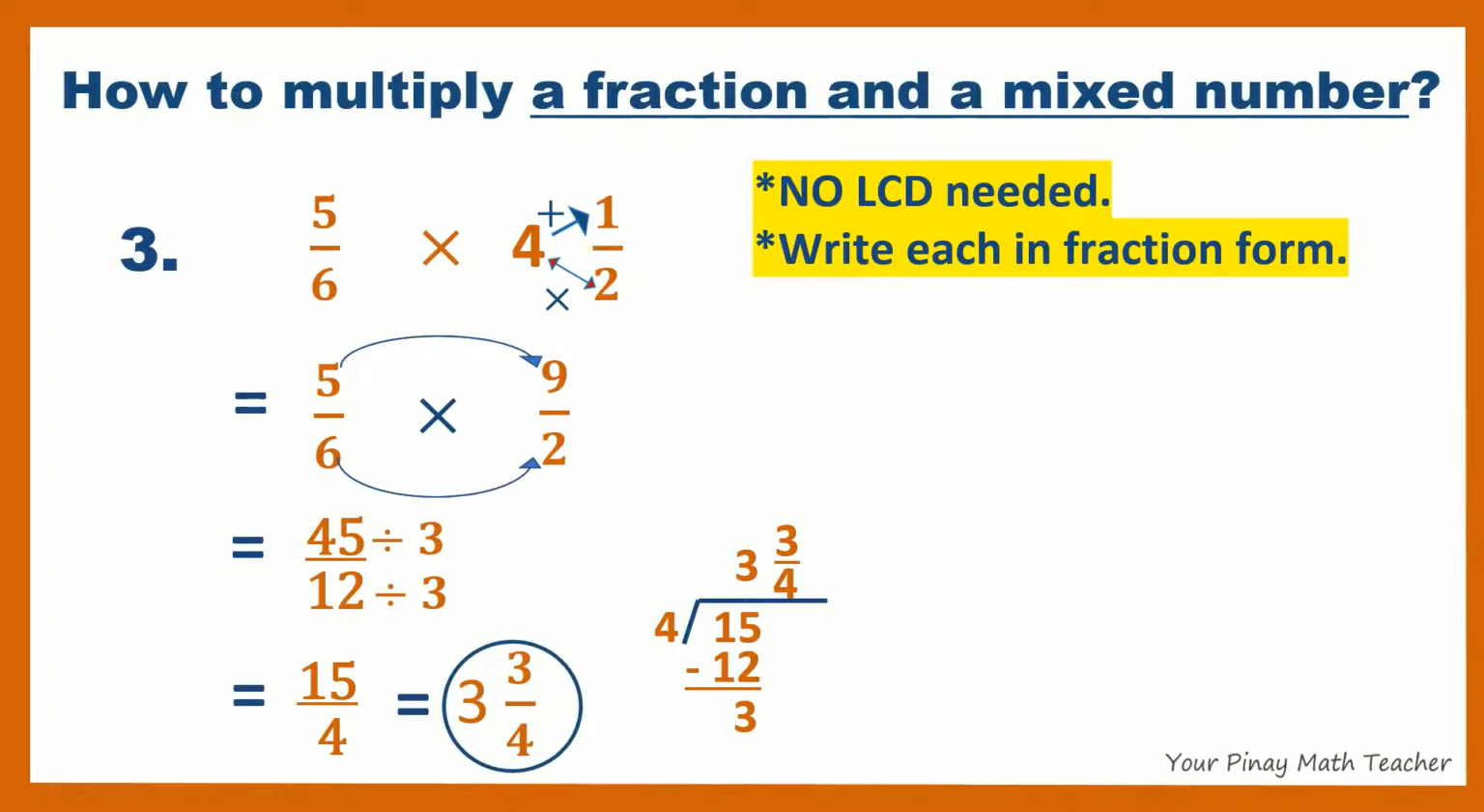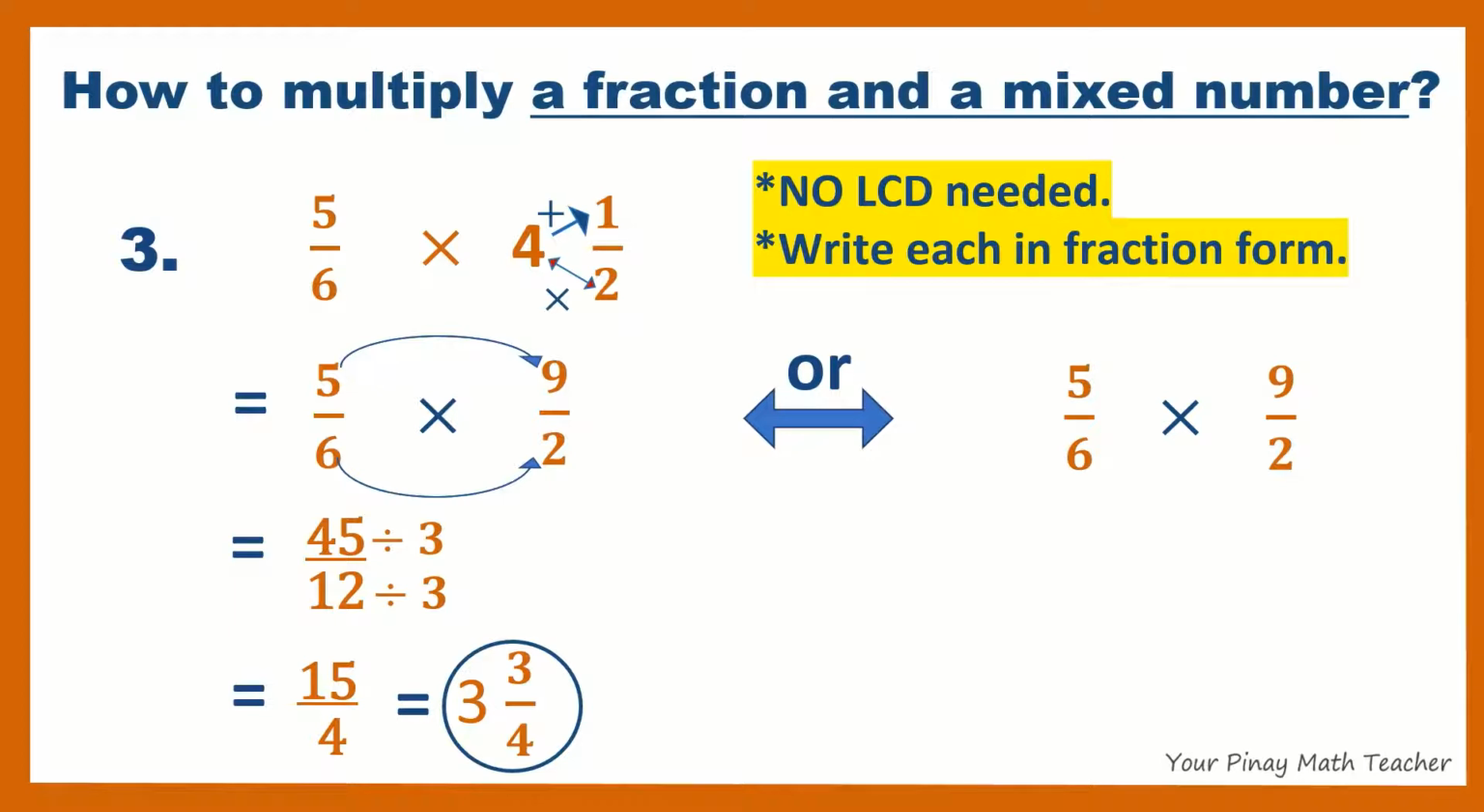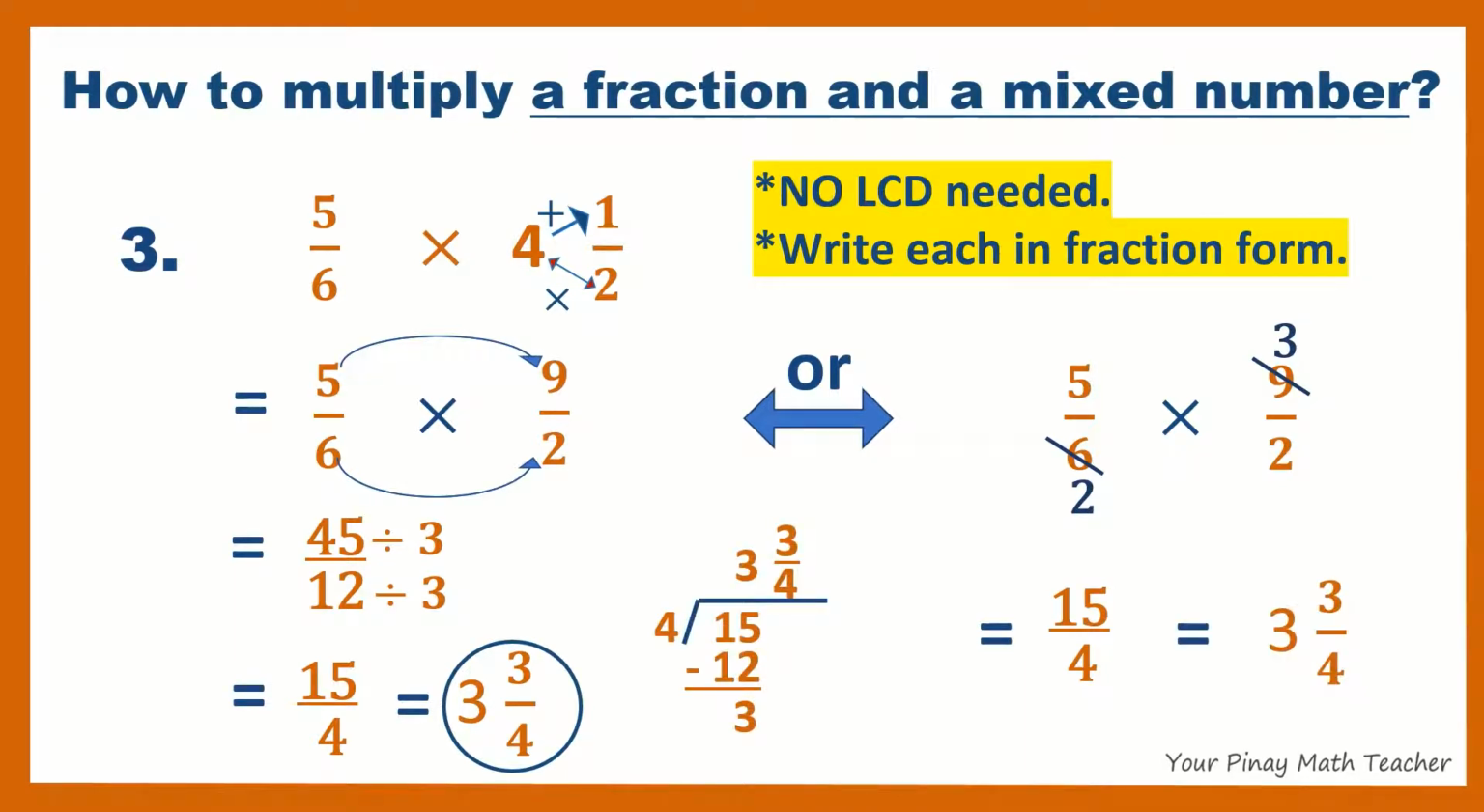Another way of getting 3 3/4 is to reduce first a numerator 9 and denominator 6. Both can be reduced by 3, so we have 2 for here, and then 9 divided by 3, we get 3. So 5 times 3, 15. 2 times 2, we get 4. Again, since it's improper, change it to a mixed number. So it gives us an answer of 3 3/4.